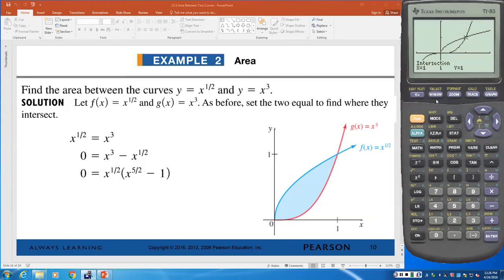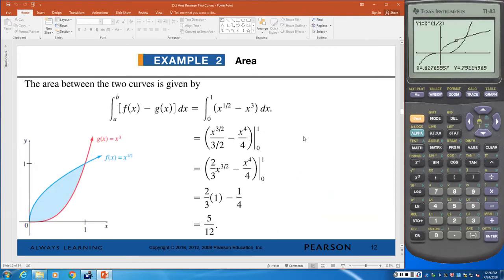Now the other thing that you want to pay attention to here is you need to know which function's on top. So hit your trace button and make sure you go to the top function and see which one that is. And it turns out to be the x to the 1/2 power is the one that's on top. So we're going to do x to the 1/2 minus x cubed when we do this integration. So this is the actual integral that we're going to set up. So I would see this with these 2 points labeled, and then you show me the integral set up, which means you're going to integrate from 0 to 1 of the function x to the 1/2 minus x to the third dx.